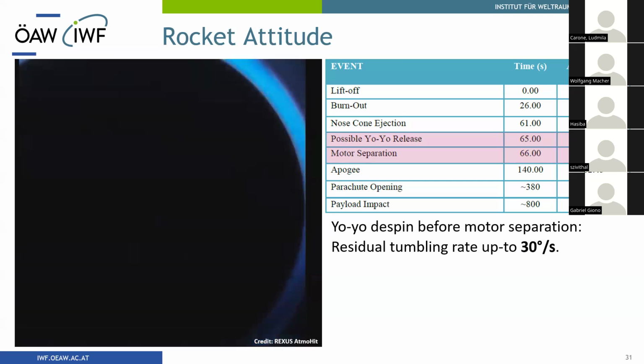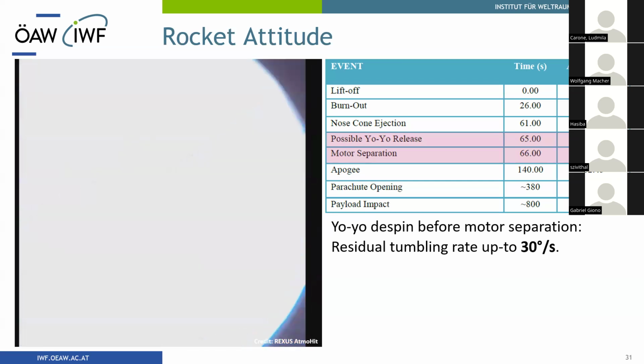So now you might say, okay, it doesn't look so good. This we didn't really know in the beginning, but the rocket will be more stable. Usually you motor separate and then you yo-yo de-spin, so you don't have this problem. But they don't do this in REXUS.